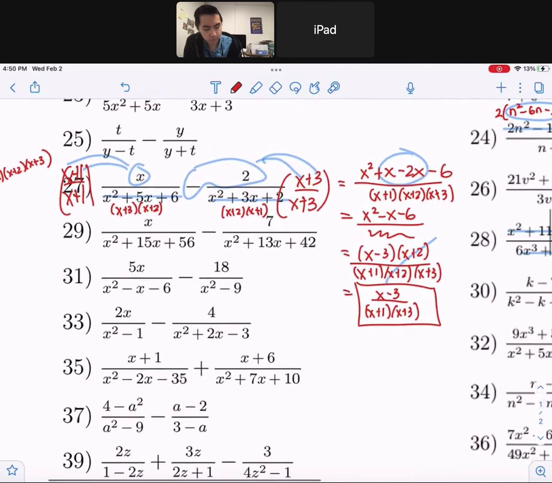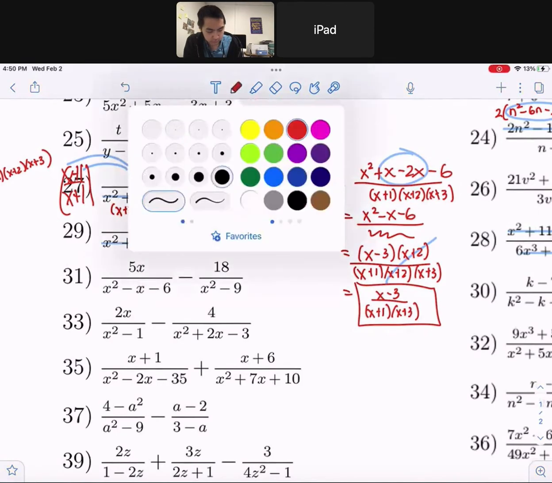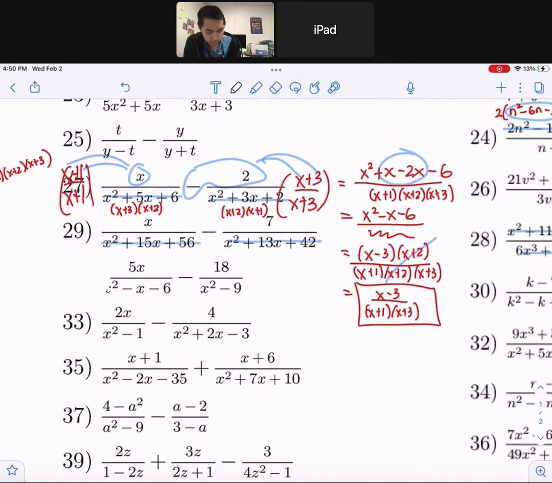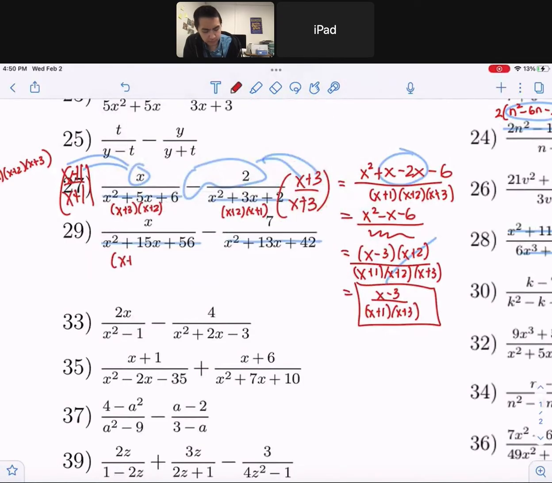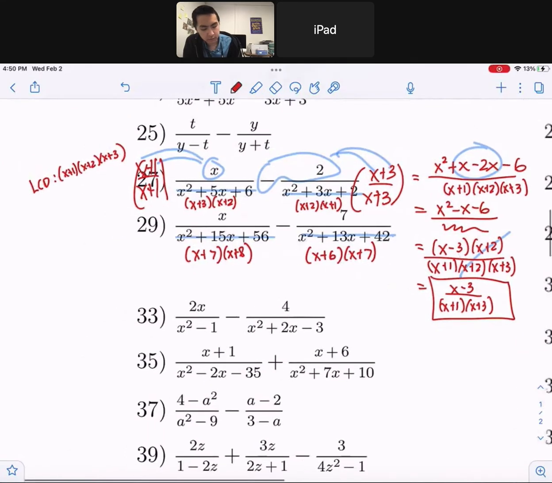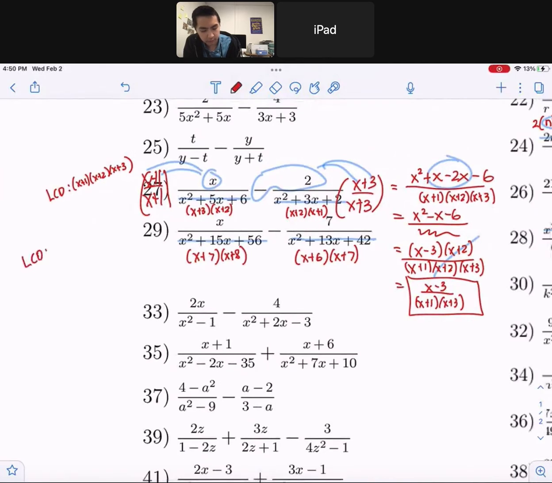29. So for 29, both of those could cancel. So I'll just wipe this out, at least this part, so we have more space. We could factor both of those to get x plus 7 times x plus 8, and this one, x plus 6 times x plus 7. So look at the denominators. The LCD we have is x plus 6, x plus 7, and x plus 8.